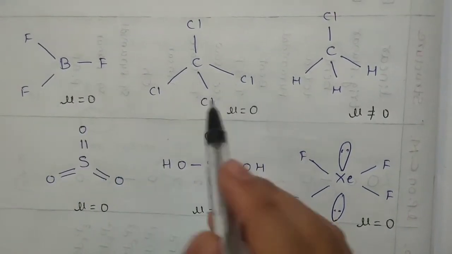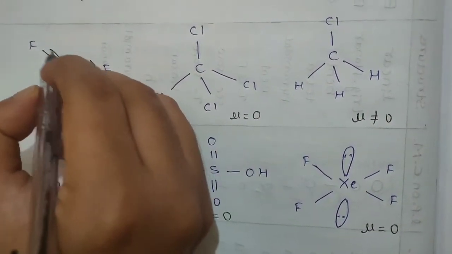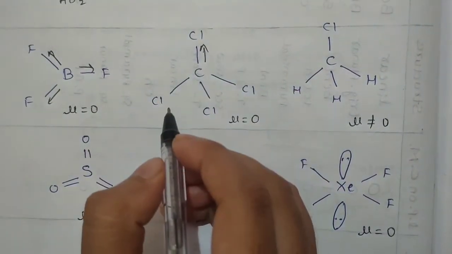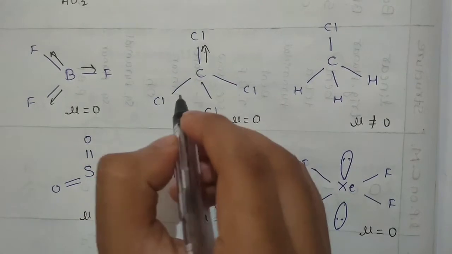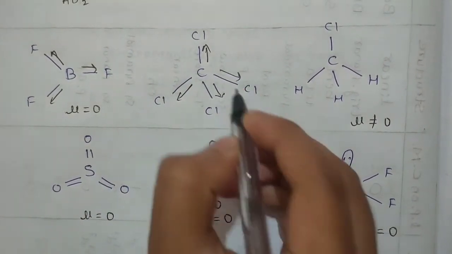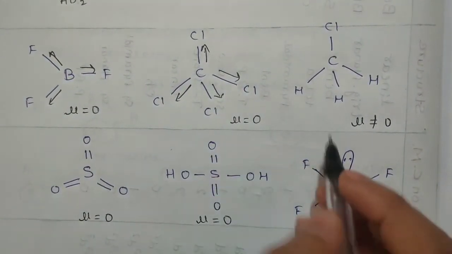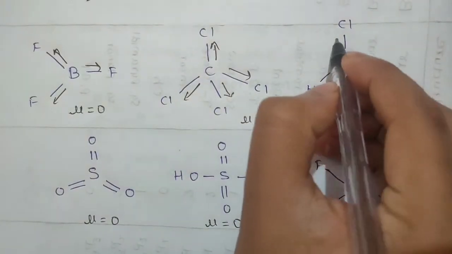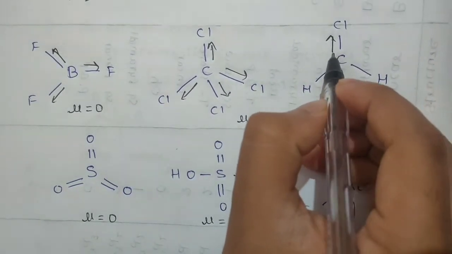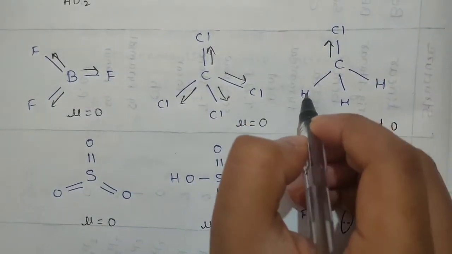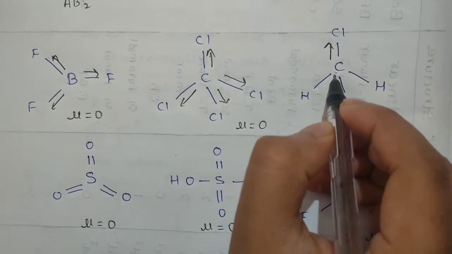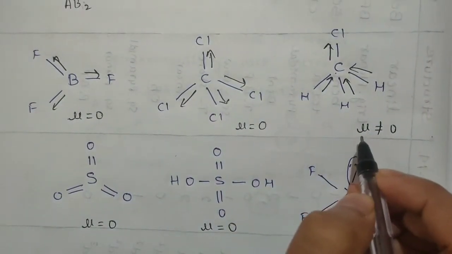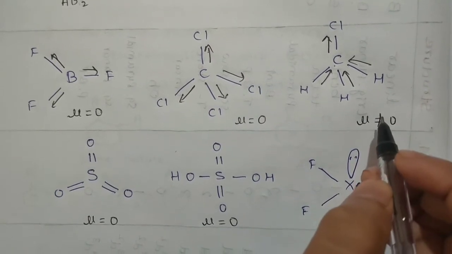Come to this one, CCl4, and here also you make it like this, because these are all in the opposite direction, and the more electronegative atom is chlorine, which attracts the bond pairs of electrons, so they will cancel out each other, that's why its dipole moment will be 0. And this is CH3Cl. Here the dipole moment is not equal to 0, because all are in the same direction, towards the Cl, and between hydrogen and carbon, carbon is more electronegative, so the direction will be the same like this, that's why its dipole moment value will not be equal to 0, something will be there.